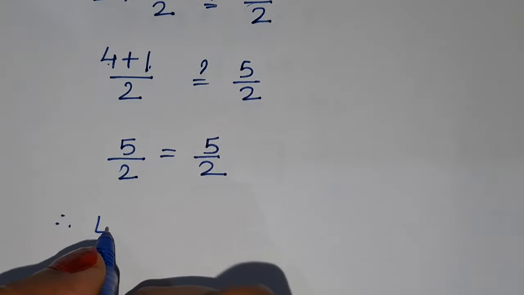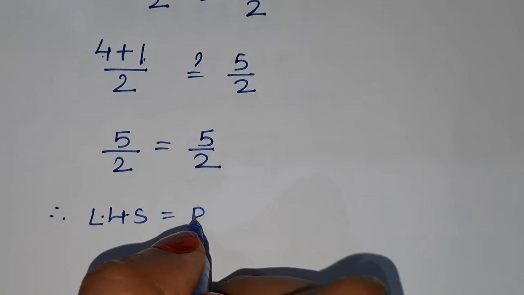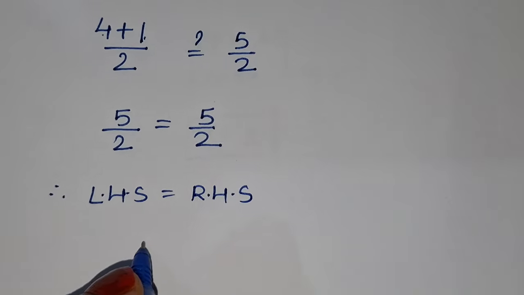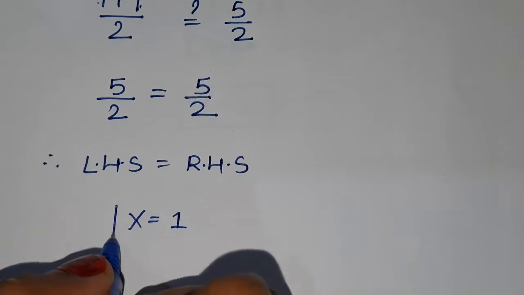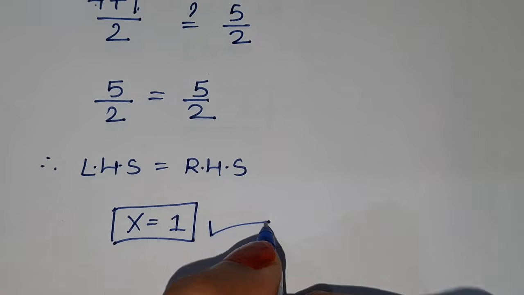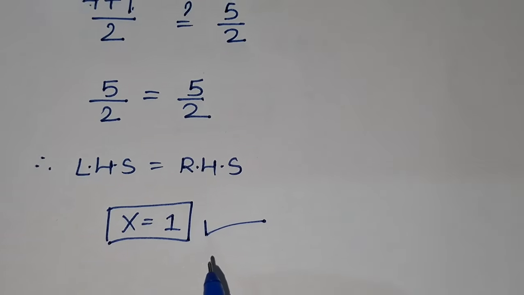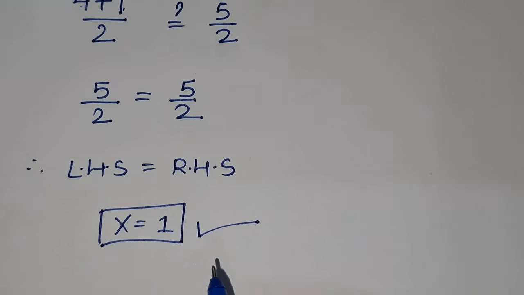So we can say that LHS is equal to RHS. So the value x is equal to 1 is the correct solution for this equation. It is verified here. And similarly you can check for x is equal to minus 1.